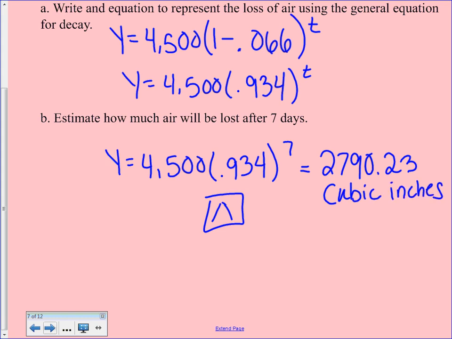So because it's a word problem, again, we want to make sure that we put that label on it. So that right there is your answer. Okay, we're done with that one. Let's take a look at number 6.